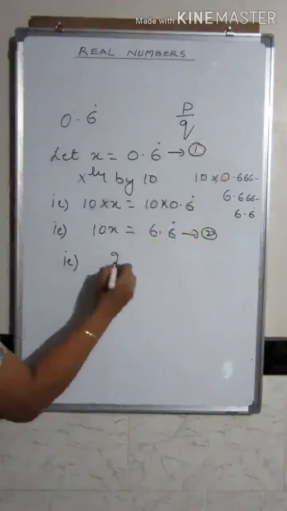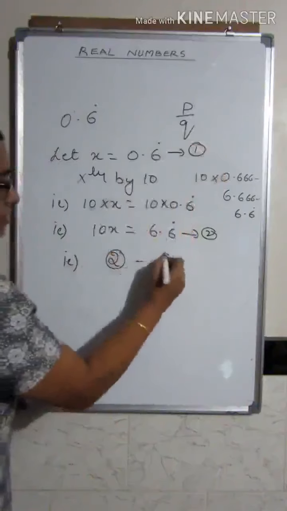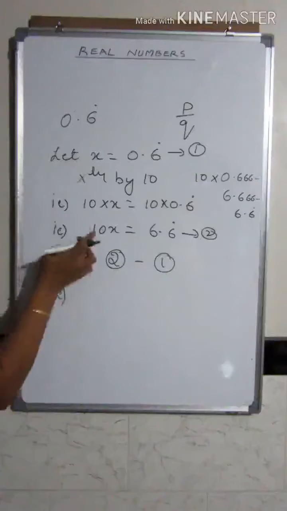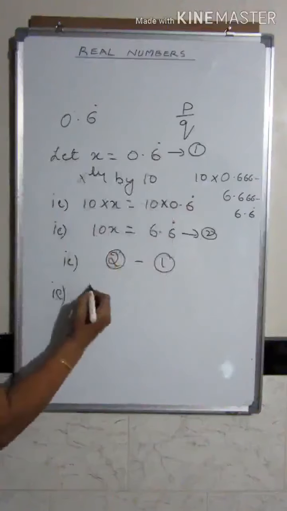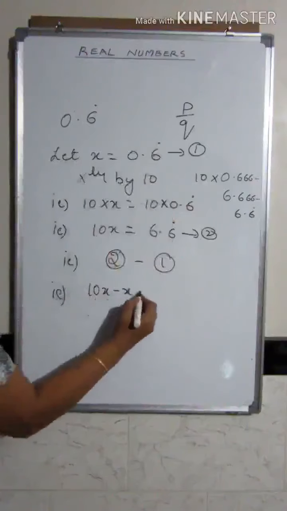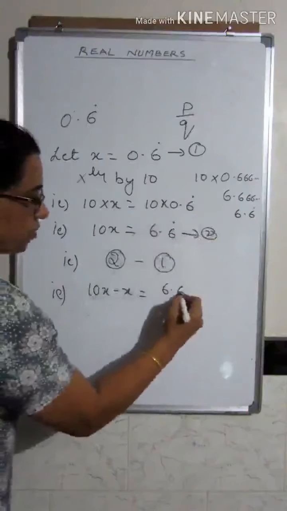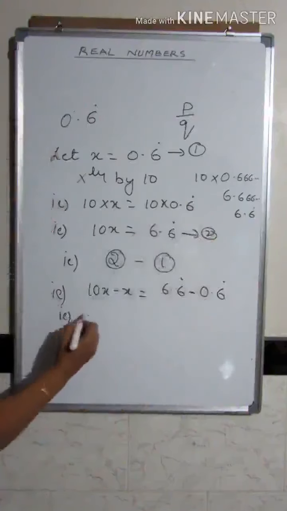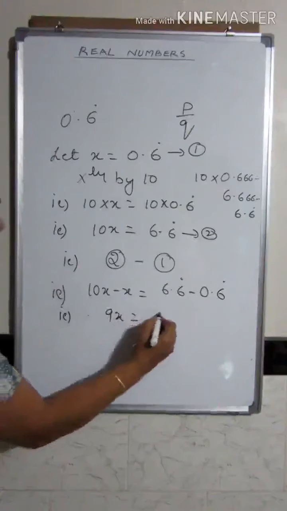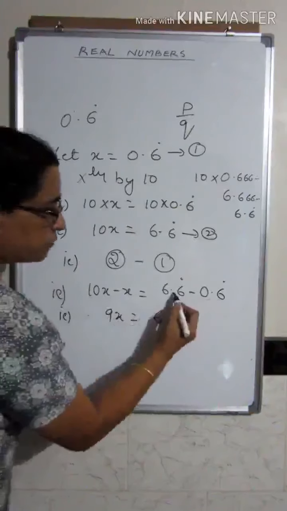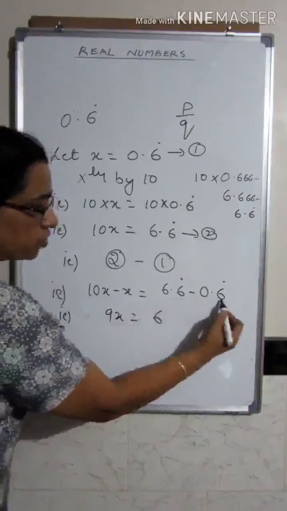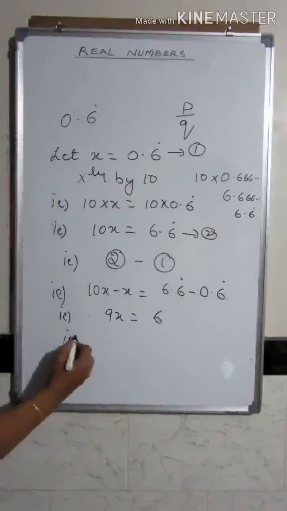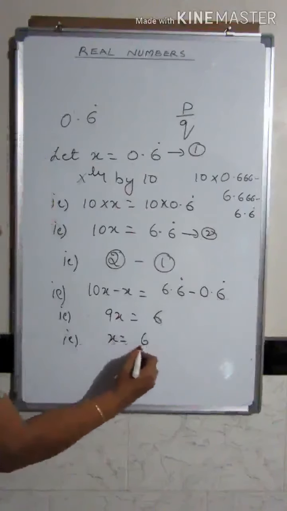Now next what you have to do is subtract the second equation minus the first equation. So subtract the left hand sides and subtract the right hand sides. So on the left hand side you have got 10x minus x. On the right hand side you have got 6.6 recurring minus 0.6 recurring. So now this will be equal to 9x is equal to 6, because when you subtract it, after the point you have got 6 recurring, here also you have got 6 recurring, so that becomes 0, so you only get 6, and the value of x here will be equal to 6 upon 9.